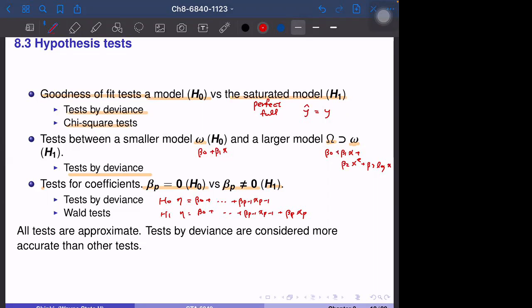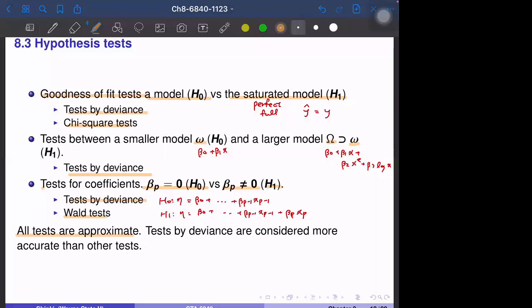So naturally, we can use the tests by deviance, but also we study the so-called Wald test. That is basically the test corresponding to the t-tests for coefficients in linear regression. And all tests are approximate. So we use basically approximation theory. So roughly speaking, we use the second order approximation on all estimates.